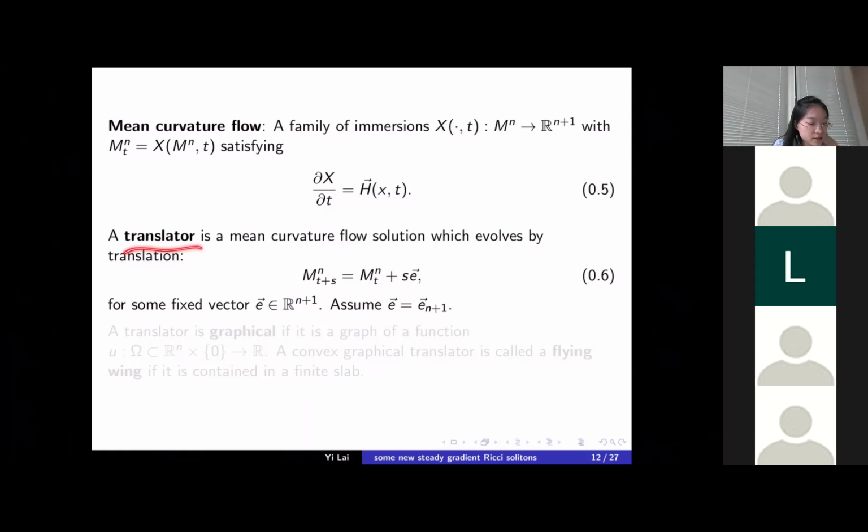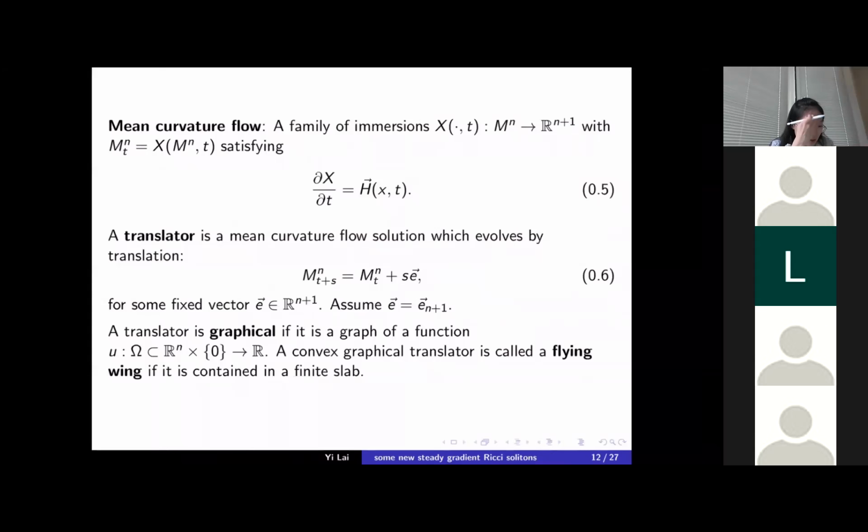And so now being a translator basically means that the normal component of this velocity is equal to the mean curvature vector. Okay, so this is a translator, and it is a counterpart to our steady gradient solitons. And among these translators, some of them are even nicer, and these are translators that are given by a graph of a function. So we call them graphical translators or translating graphs.